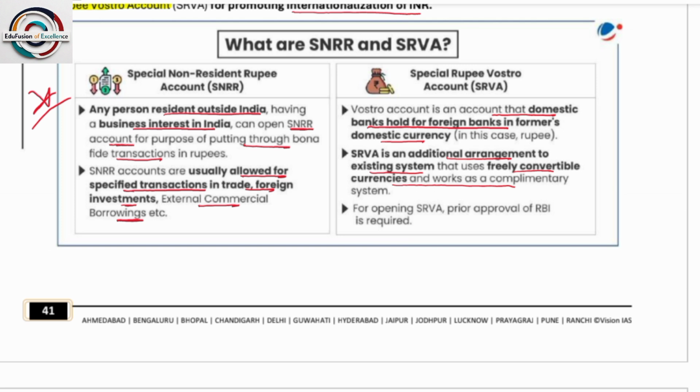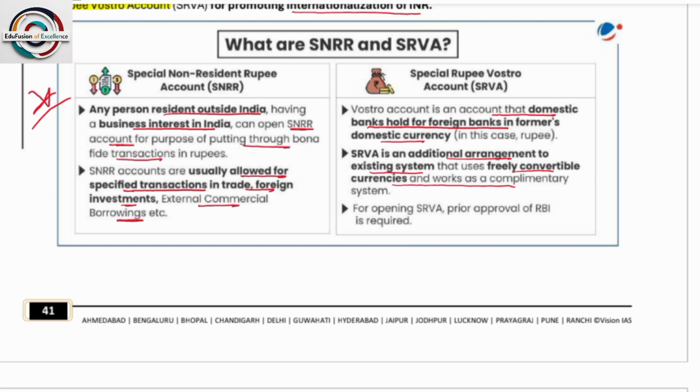SNR accounts are usually allowed for special transactions in trade, foreign investment, and external commercial borrowing. Now, what is a special rupee Vostro account? A Vostro account is an account that banks hold for a foreign bank in the form of domestic currency. It's an additional arrangement to the existing system that uses freely convertible currencies, and works as a complementary system for operating SRVA. Prior approval of RBI is required. So for SRVA, prior approval of RBI is required. Now, what is a Vostro account?